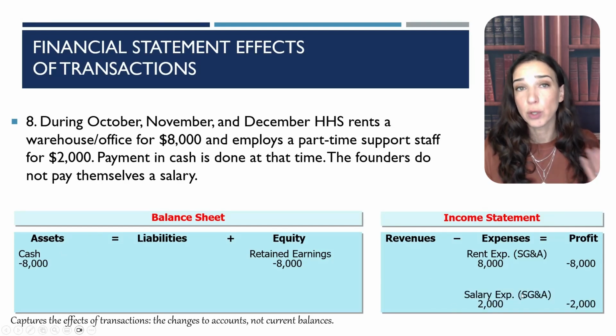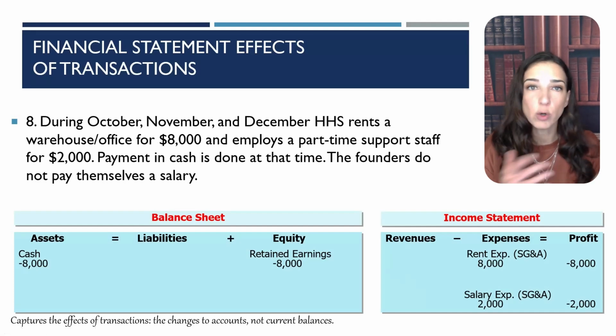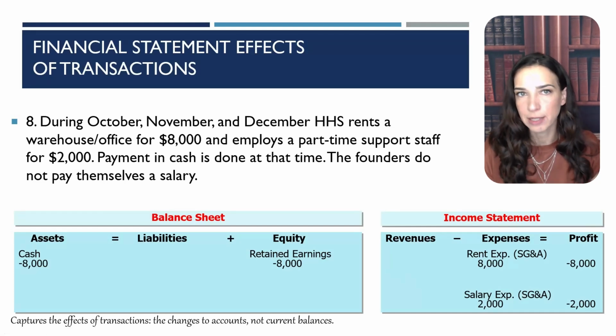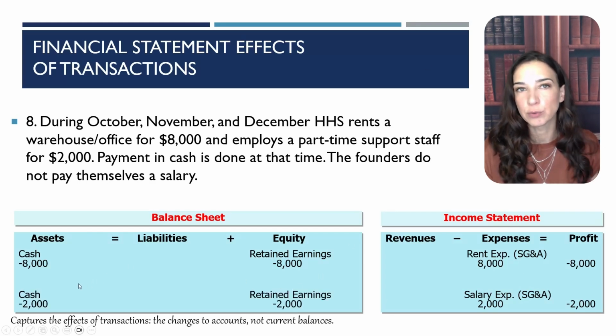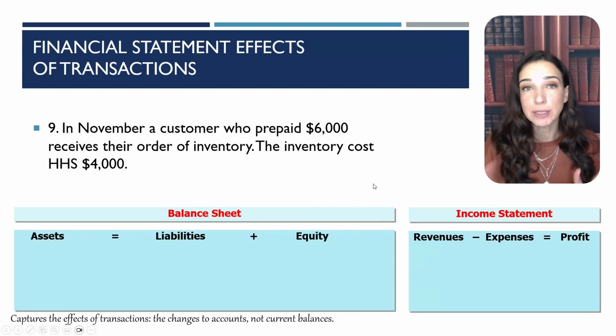Let's call both of those selling, general, and administrative, kind of as a general umbrella, but I could have called them separate: rent expense, salary expense, that's fine. Reduces the profit, reduces the retained earnings, reduces the cash. Now let's talk about the sales side.